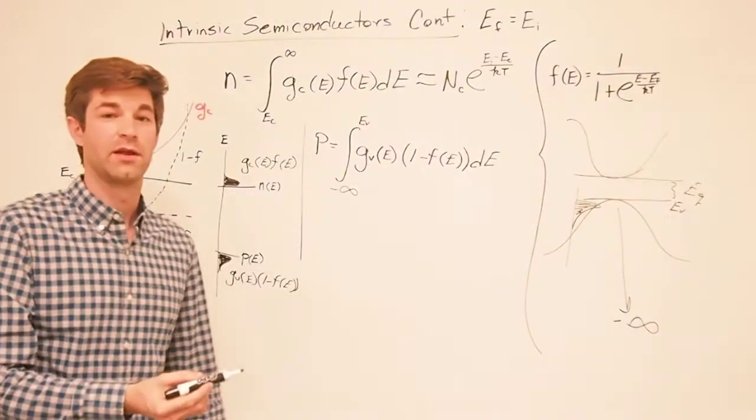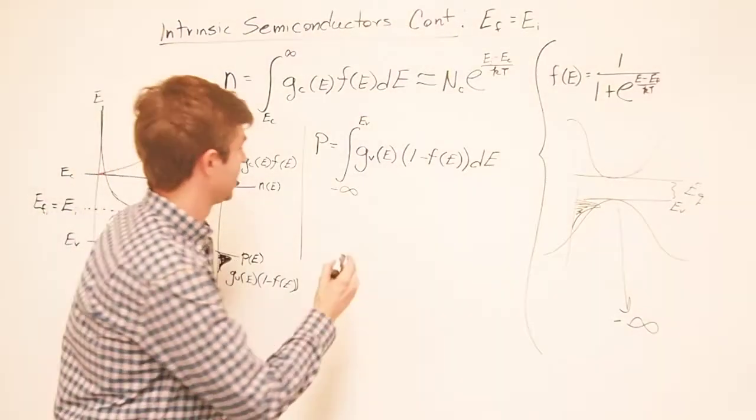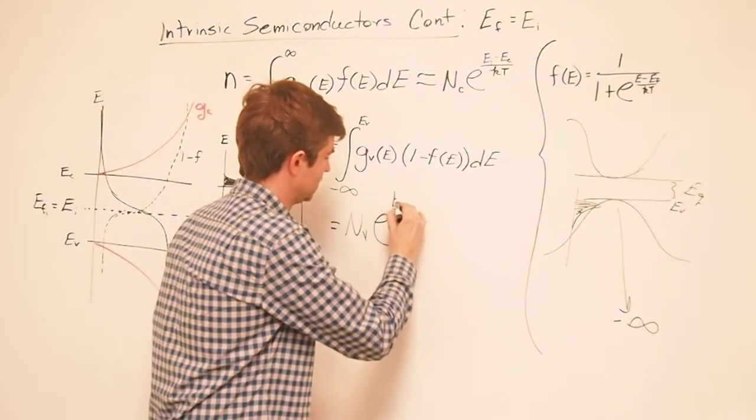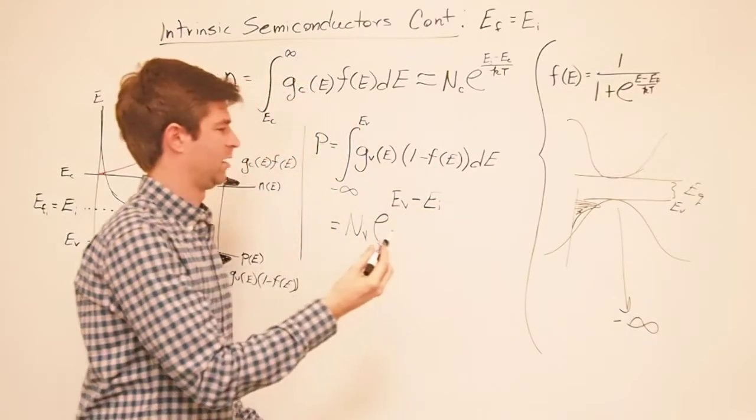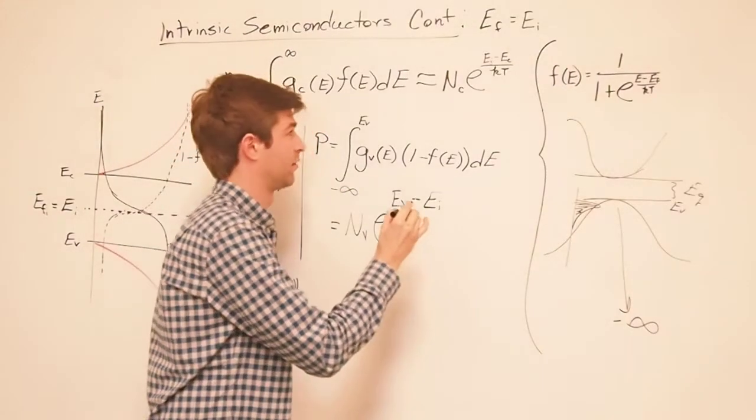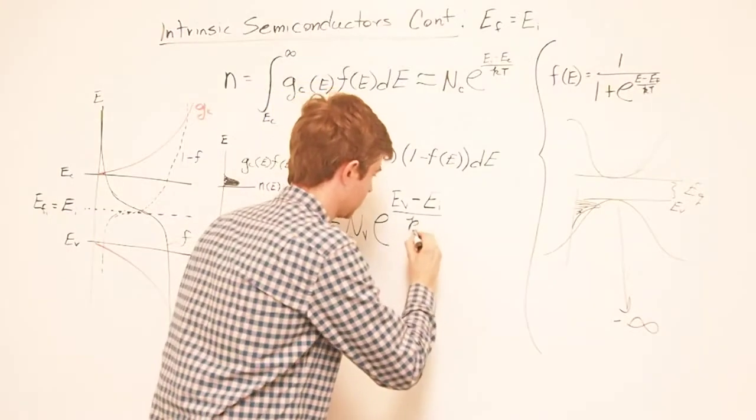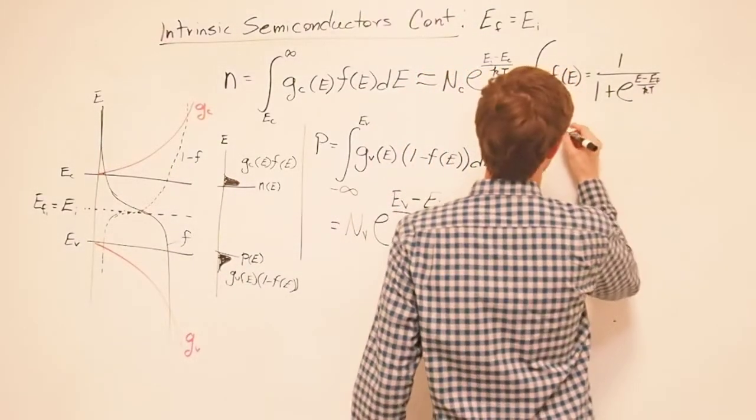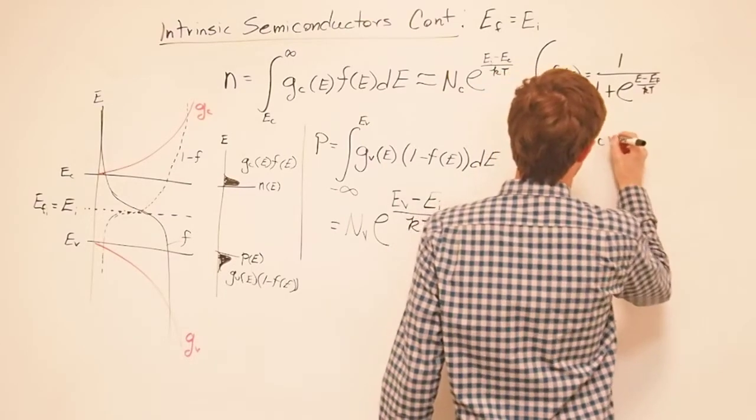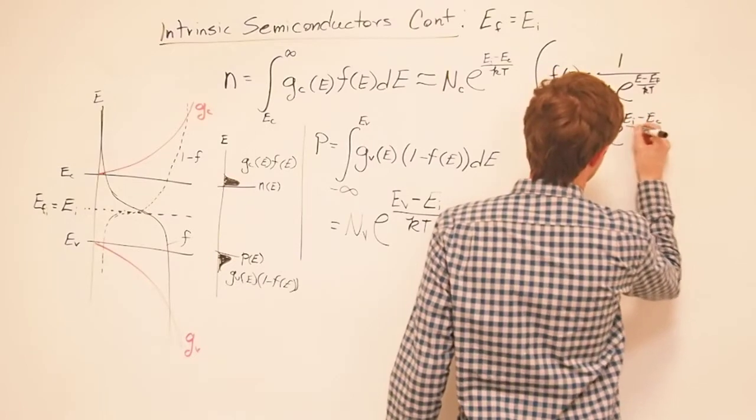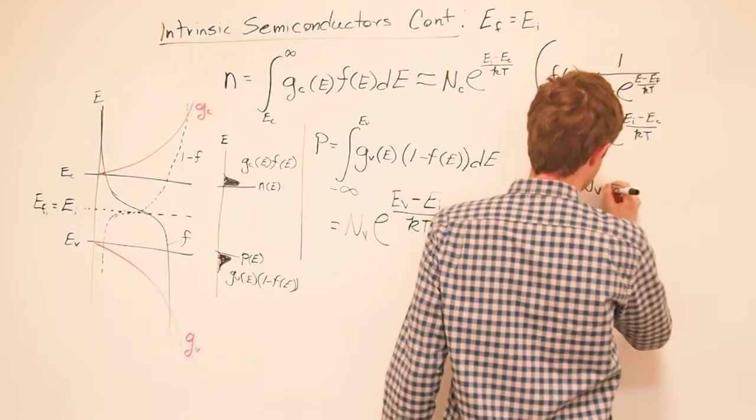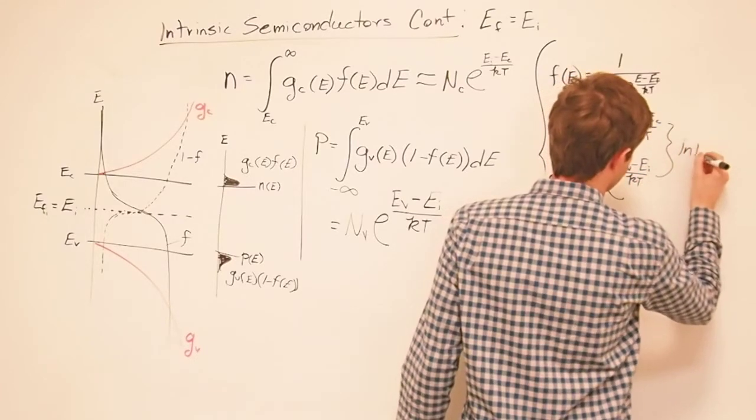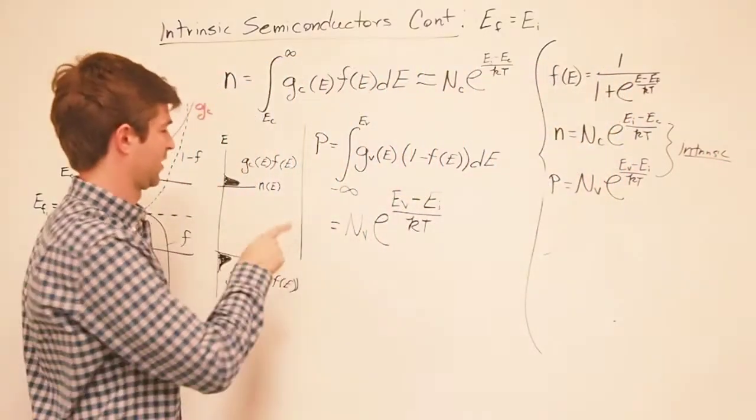We find, when we use the same Fermi-Dirac integral and the same eta substitution that we did last time, we get something that looks like this: NV, the effective density of states in the valence band, times e to the EV minus EI over kT. We went from EF to EI to note that EI is the Fermi level in an intrinsic semiconductor. I'm going to put these two equations over here for reference, because we're going to be using them a lot, where N is equal to NC e to the EI minus EC over kT, and P is equal to NV e to the EV minus EI over kT, for intrinsic only.